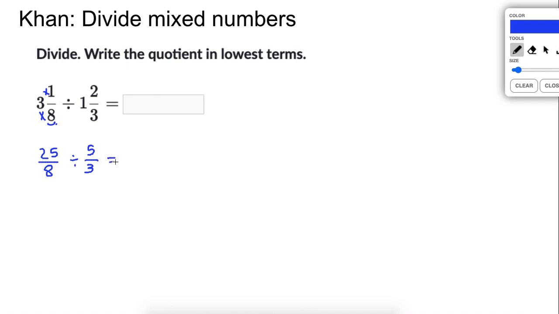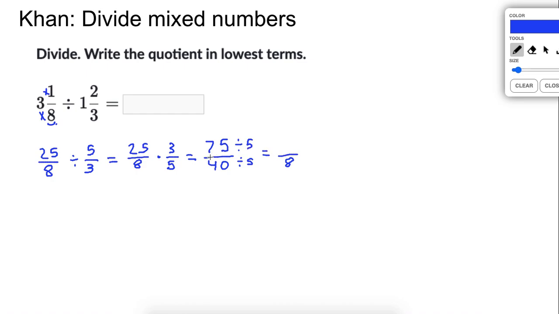Now we're going to change it into a multiplication problem. So we end up with 25 eighths times the reciprocal of 5 thirds, which would be 3 fifths. So that would end up as 75 over 40. Now, if they end with a 5 or a 0, we know 5 goes into them, so we're going to divide them both by 5. Divided by 5. That would equal, and then we're going to have 8 on the bottom.